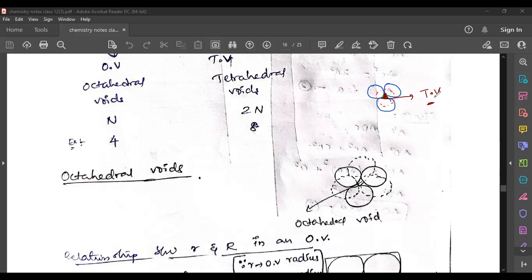Clear? Next, octahedral void. In the case of octahedral void, how many atoms will be surrounded? This is one layer. Next, the above layer will be like this.